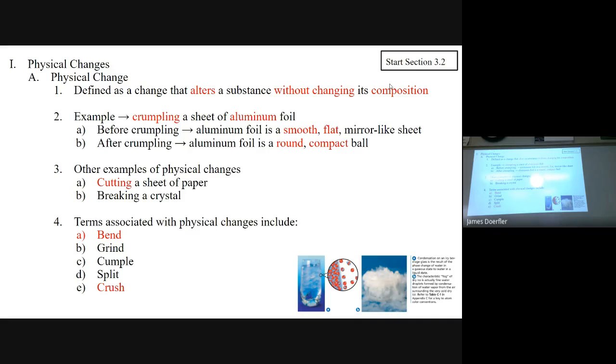Terms that we associate with physical changes often include, but are not limited to, the following: bending, grinding, crumpling, splitting, crushing, anything that you can think of, as long as the end result is still the same substance.